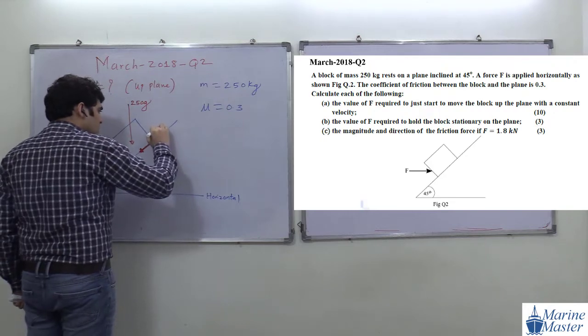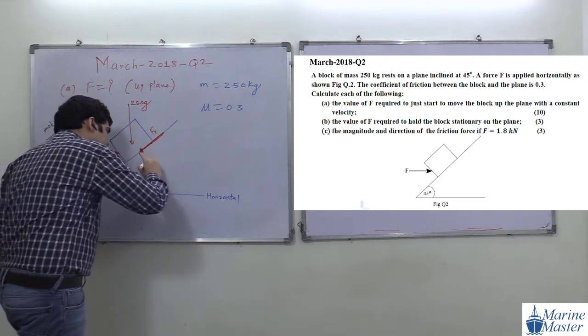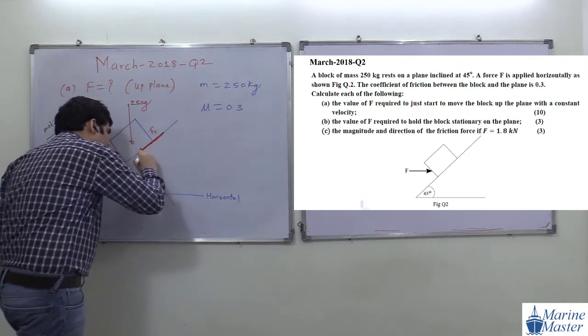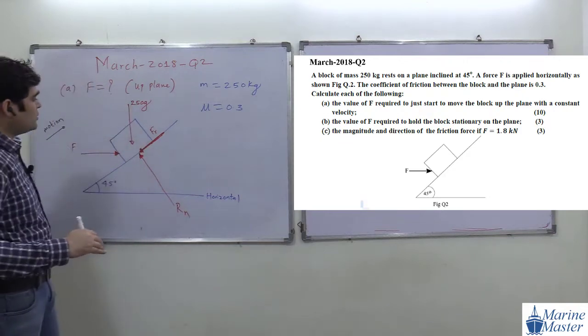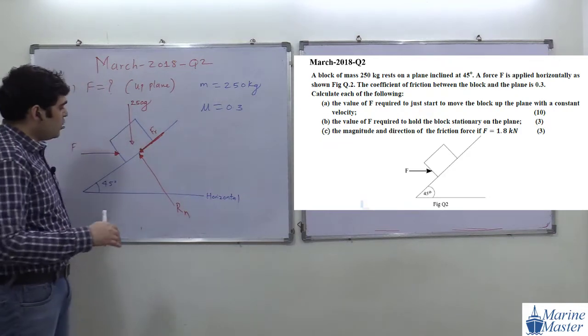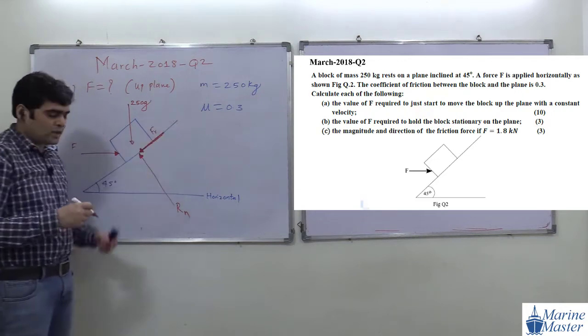Friction force means Fr. There will be what, guys? This will be the normal reaction. And how is the normal reaction? Normal reaction is always perpendicular to the plane. Okay, this is the plane.